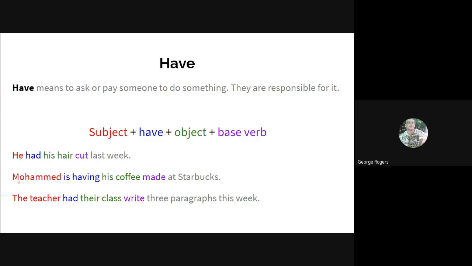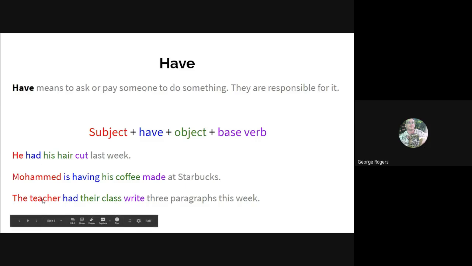This second example here: Muhammad is having his coffee made at Starbucks. So again, Muhammad is not making the coffee. Some employee at Starbucks is making it. So again, he's asked or paid someone else.